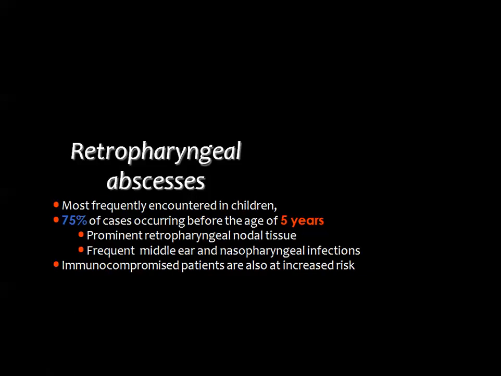Then one of the abscesses or inflammatory lesions in the neck is the retropharyngeal abscess. This retropharyngeal abscess is usually seen in children, and most of them are below the age of 5 years. In these patients, there is prominent retropharyngeal lymph node tissue, and the frequent middle ear and nasopharyngeal infections are contributing to the prevalence of retropharyngeal abscesses in the pediatric age group.